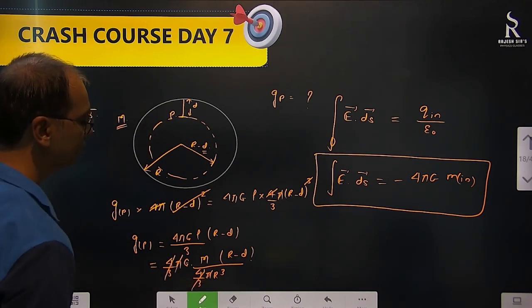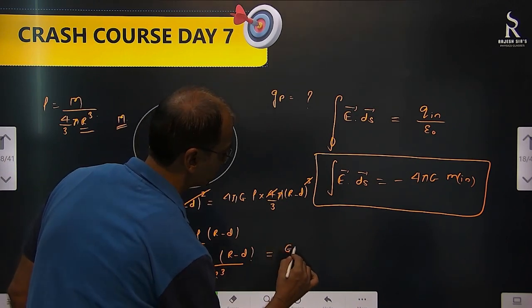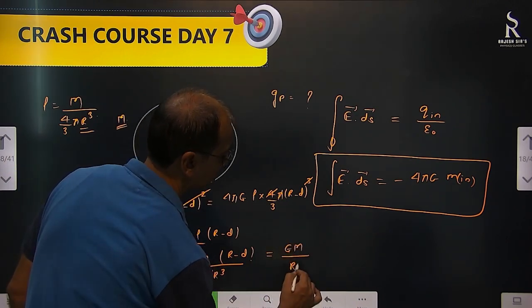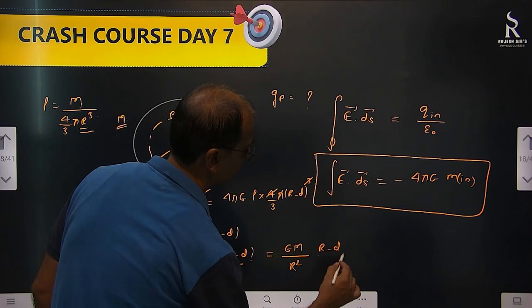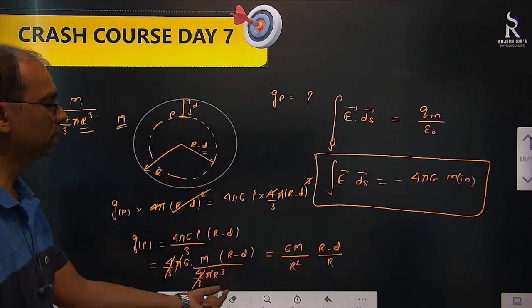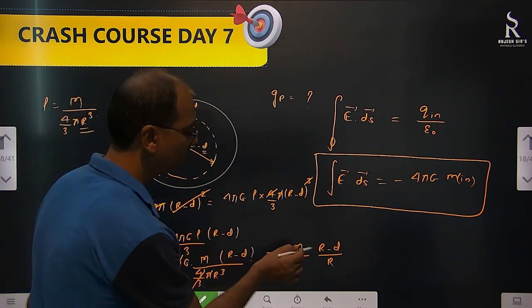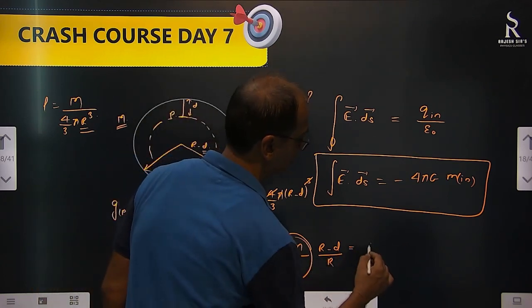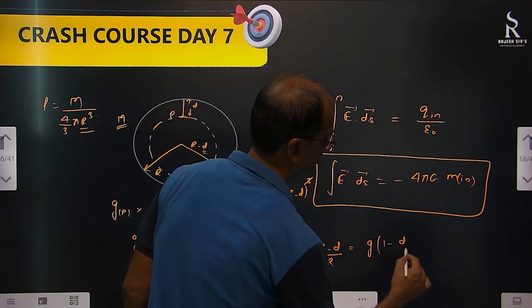What are we getting? GM by R square into (R minus d) by R. This R cube I have written as R square and R. What are we getting? This is what? G into 1 minus d by R.